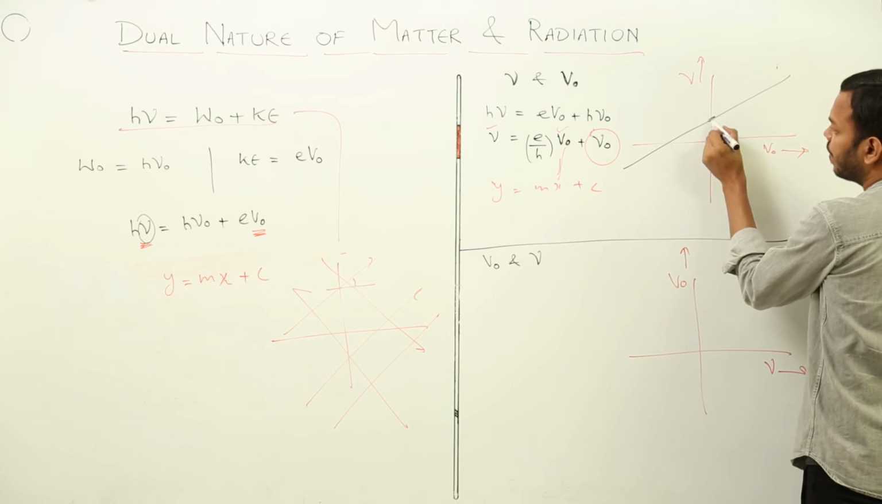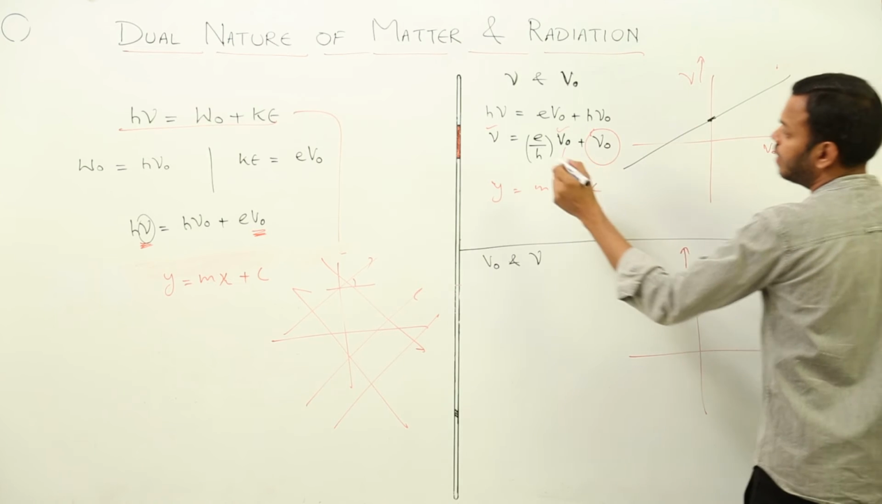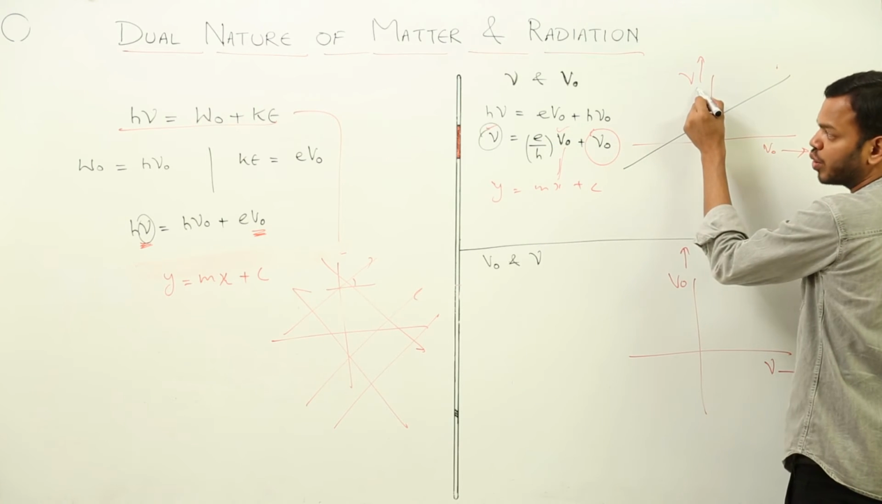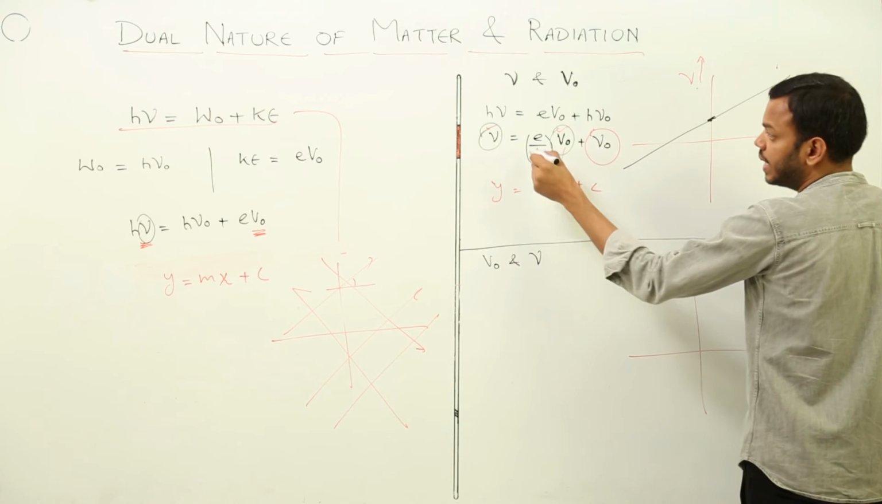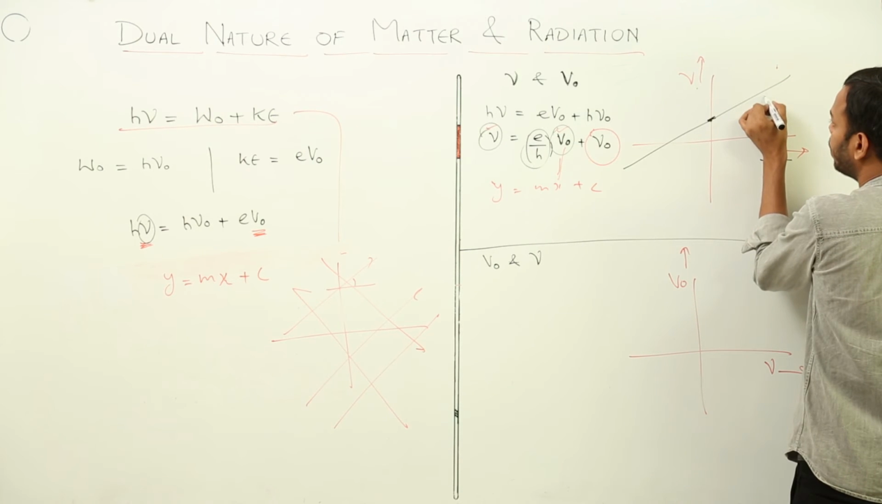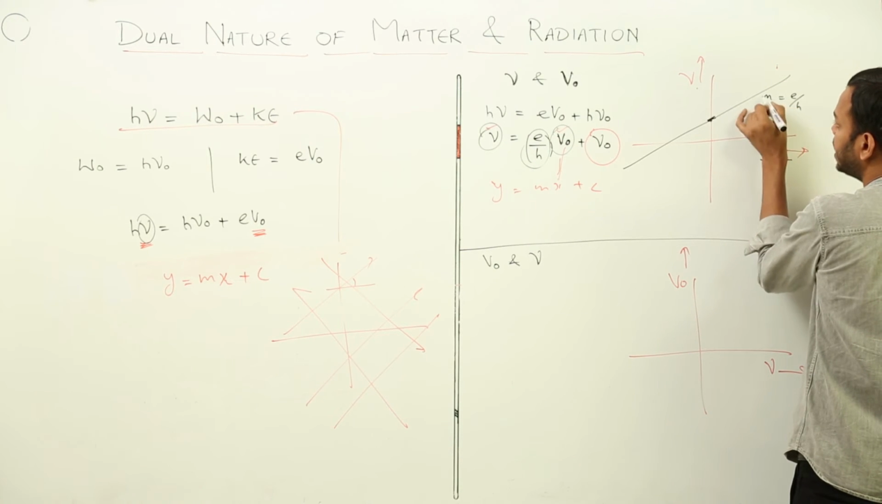So this graph has these points where the y-axis shows frequency, the x-axis shows stopping potential. You can mention the slope, m here is equal to E over h.